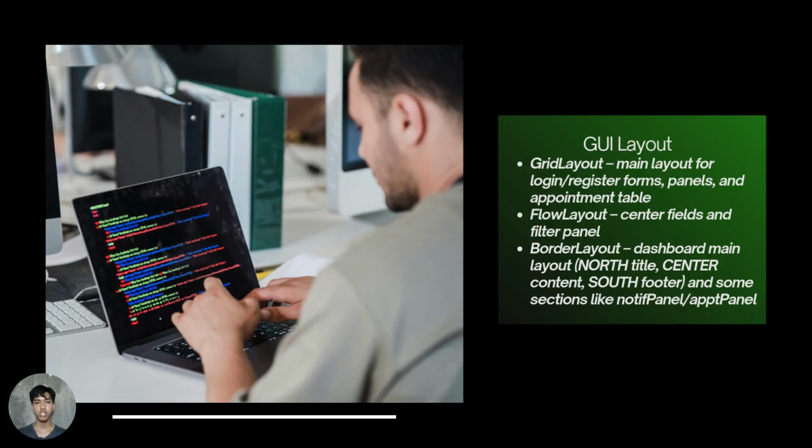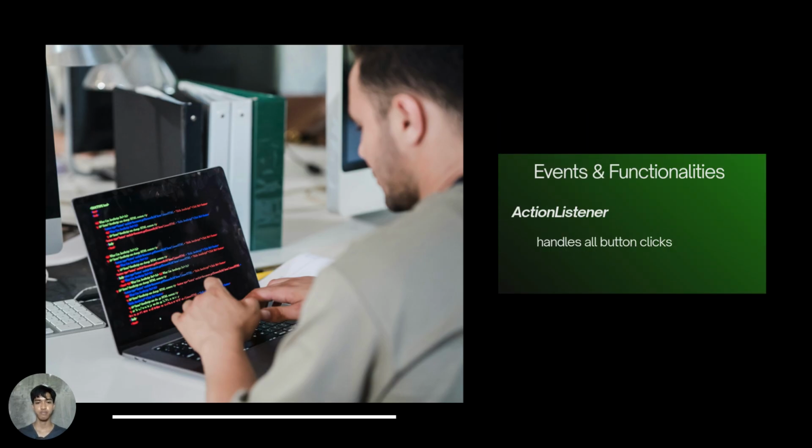And this is the GUI layout used in the system for a better layout and position of every component in the system. We have GridLayout, the main layout for the login and register form, panels and appointment tables, and also FlowLayout for the center field and feature panel, and also BorderLayout for the dashboard main layout, like the north title, center content, south footer, and some sections like the notification panel and appointment panel.